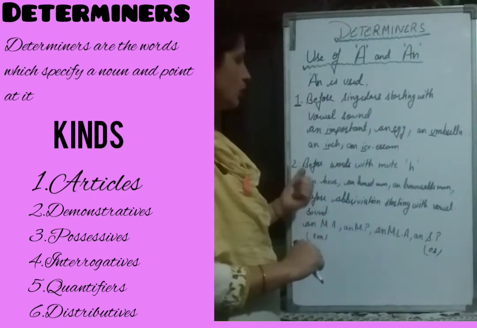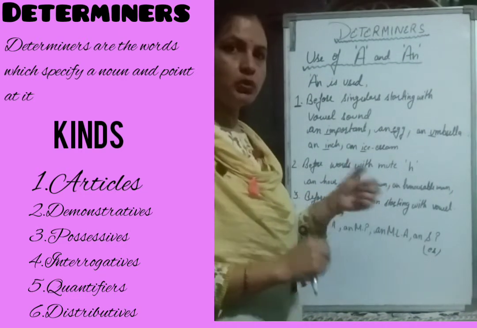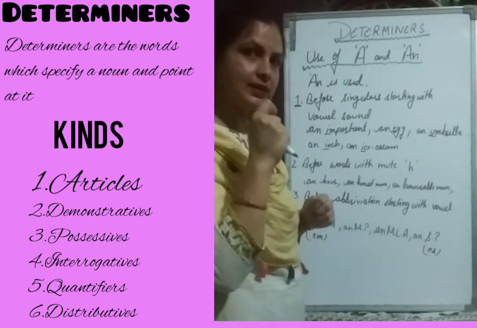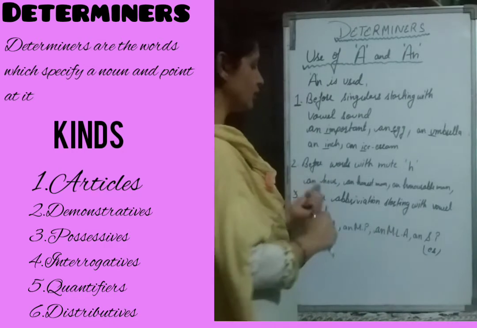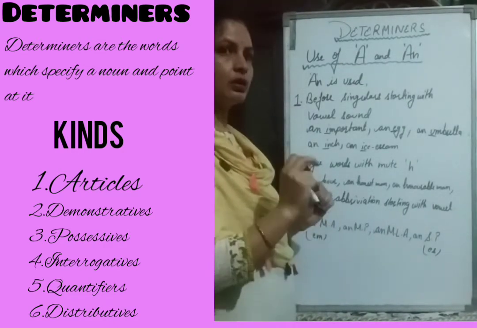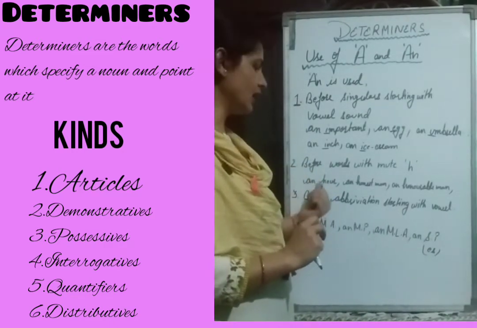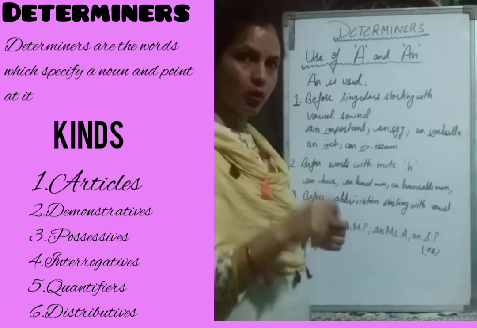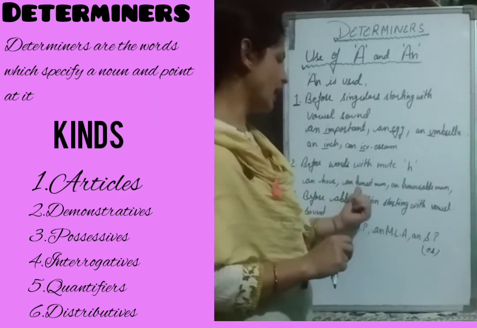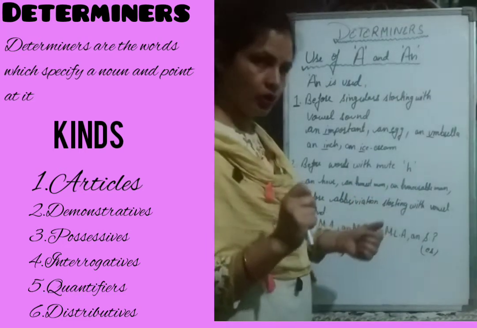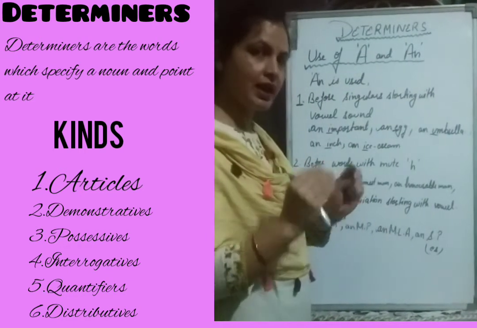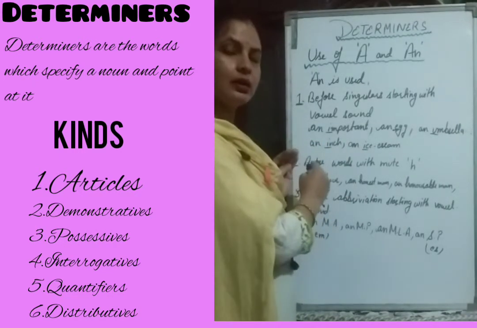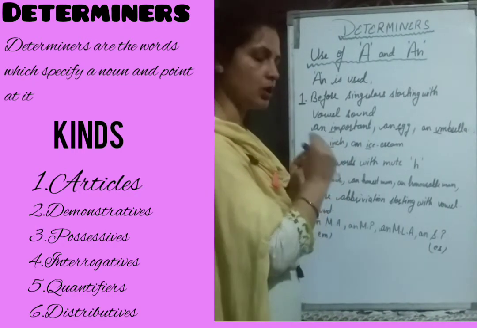Now the second rule: before words with a mute H. H is silent. An, R, we do not speak the H. What do we say? An hour. An honest man, we don't say "a honest man", we say an honest man. An honorable man. So where H is silent or mute, there we use an before such nouns.